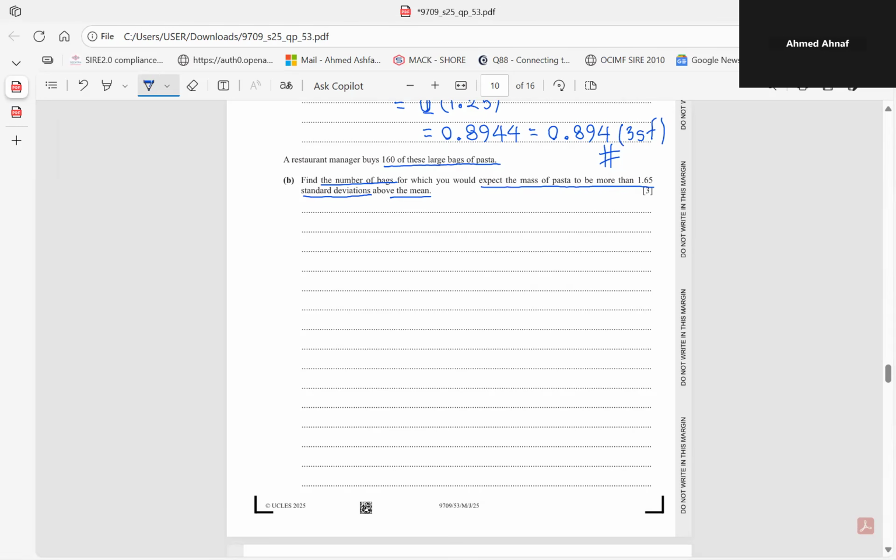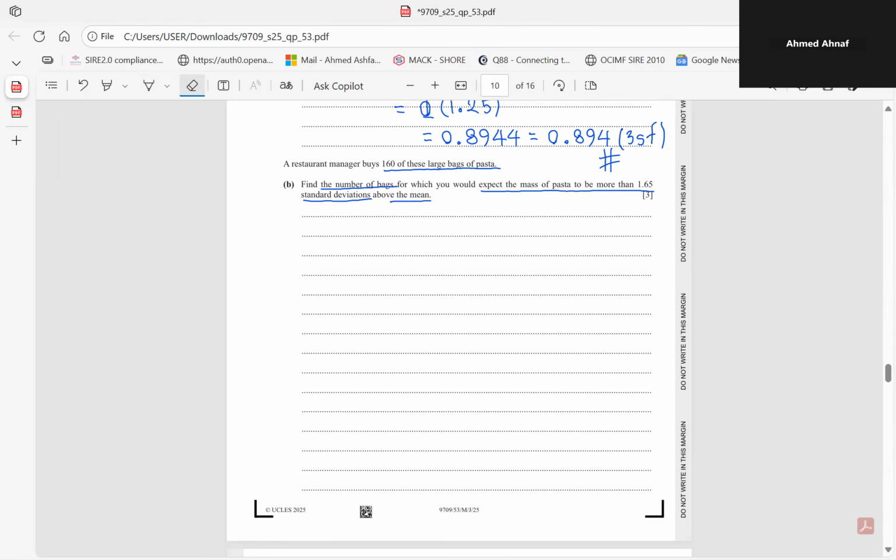So that's actually the definition of our z-score, because for the z-score, you have to subtract mu from the value, so you can see how far away it is from the mean, and you have to divide it by the standard deviation. So it would tell you how many standard deviations away you are from the mean. So this is the definition of a z-score. So here we are already given our z-score.